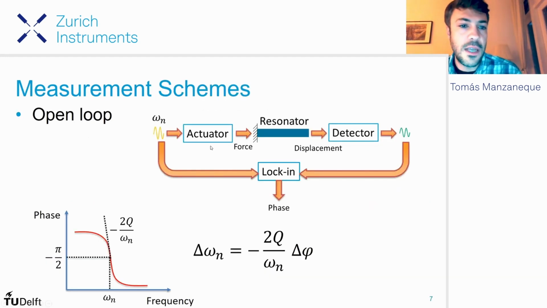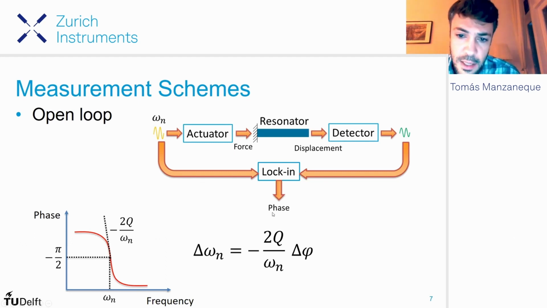And then I would like to discuss measurement schemes for resonant sensors. The most immediate one is to use an open loop scheme, in which you interrogate the resonator by applying a force with an actuator, at a signal at the resonance frequency. Then with a lock-in, as Kivanç showed in his presentation, you can measure the phase of the response with respect to the actuation signal, and you can do this in real time.